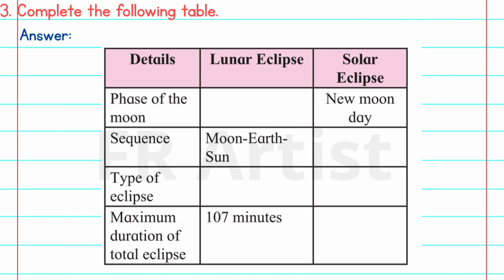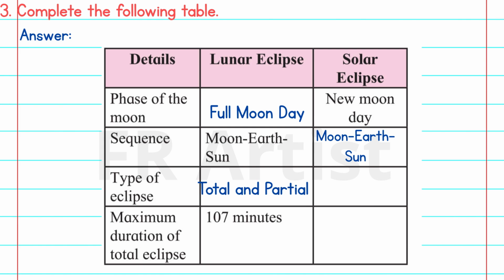Question number 3. Complete the following table. Answer. Details: lunar eclipse and solar eclipse. First, phase of the Moon. Answer is full moon day and new moon day. Sequence: Sun, Earth, Moon and Sun, Moon, Earth. Type of eclipse: total and partial; total, partial and annular. Maximum duration of total eclipse: 107 minutes and 440 seconds.